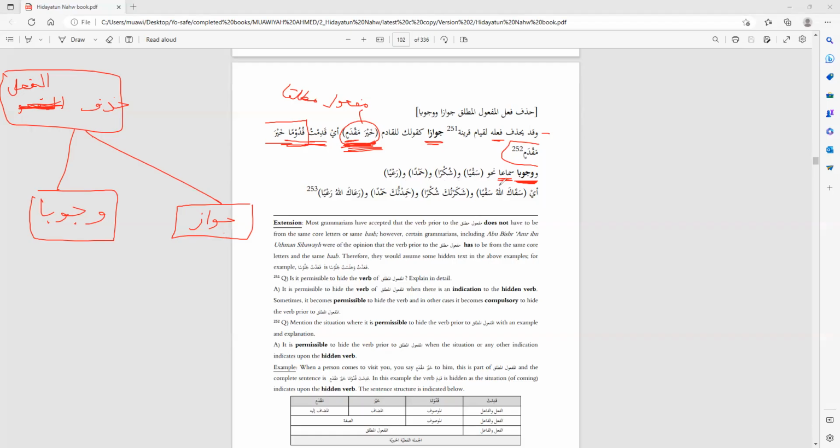We've got no flexibility. For example, saqyan or shukran or hamdan or ra'yan. The full sentence was saqaqallahu saqyan, or shakartuka shukran, or hamidtuka hamdan, or ra'aka Allahu ra'yan. Translation: saqaqallahu saqyan, may Allah quench your thirst, quenching. Shakartuka shukran, I thank you, thanking. Hamidtuka hamdan, I praise you, praising. Ra'aka Allahu ra'yan, may Allah take care of you, taking care.